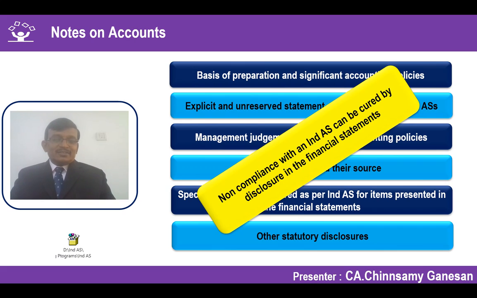Suppose a company smartly says, I will specifically disclose that I have not complied with a particular standard which is not comfortable to us. For example, the financial instrument standard, everybody is finding it difficult. Can a company say that other than Ind AS 109 and Ind AS 32, all other standards have been applied? A non-compliance by means of a disclosure cannot be cured. So there should be an explicit and unreserved statement of compliance. You cannot have a reservation in compliance. That is what the standard says.